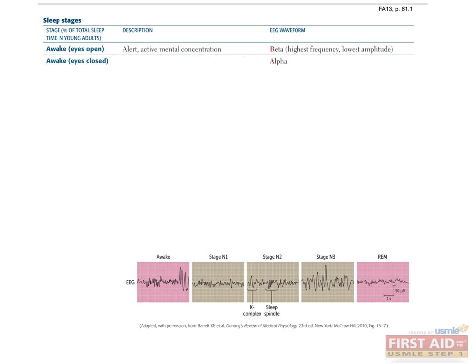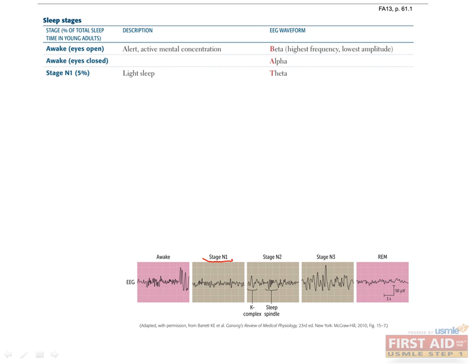Sleep stages is a fairly high-yield topic, and the various electroencephalogram, or EEG, waveforms associated with the stages of sleep just have to be memorized in order to answer questions on this topic. When someone is awake with their eyes open, the EEG waveform observed is a beta waveform, which has the highest frequency and lowest amplitude. When someone is awake but his or her eyes are closed, the EEG waveform observed is an alpha waveform. In the first stage of non-REM sleep, which is the lightest stage and comprises about 5% of total sleep time in young adults, the EEG waveform observed is a theta waveform.